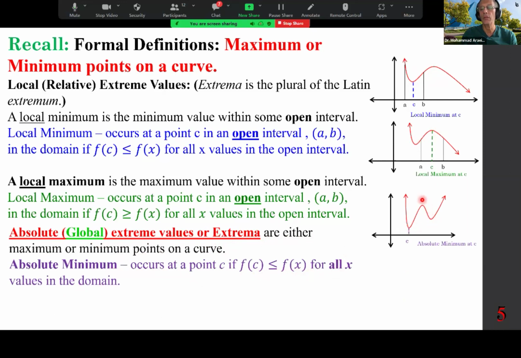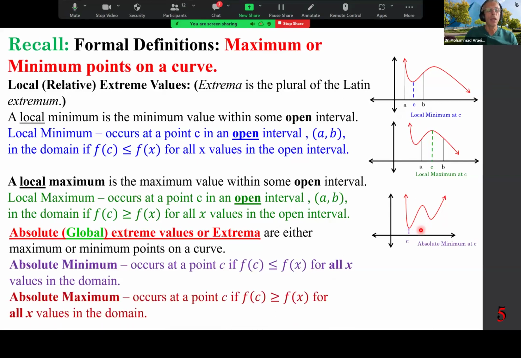So local min, local max. This is absolute and local. Local because it's in the interior, absolute because there's no other point having a smaller y coordinate. An absolute maximum occurs at the point c if f of c is larger than or equal to f of x for all x values in the domain.